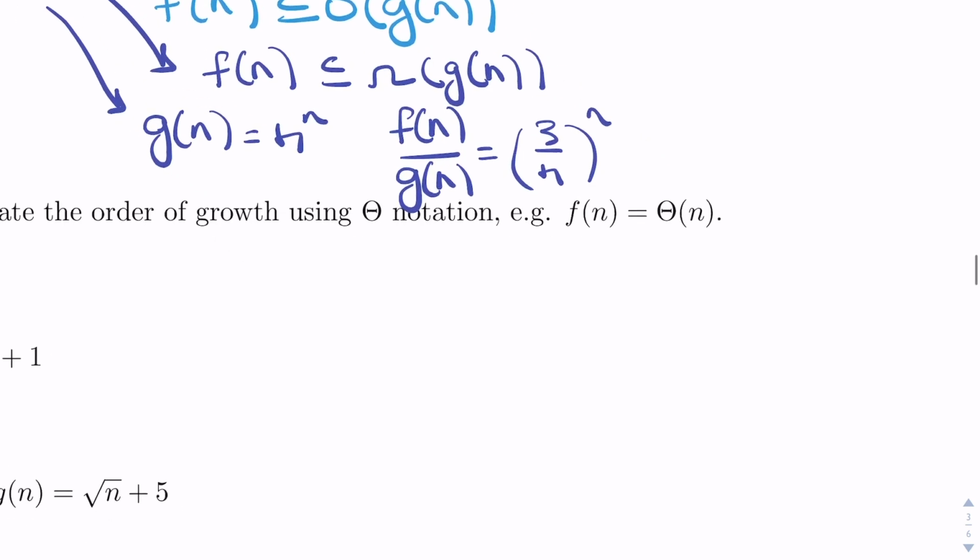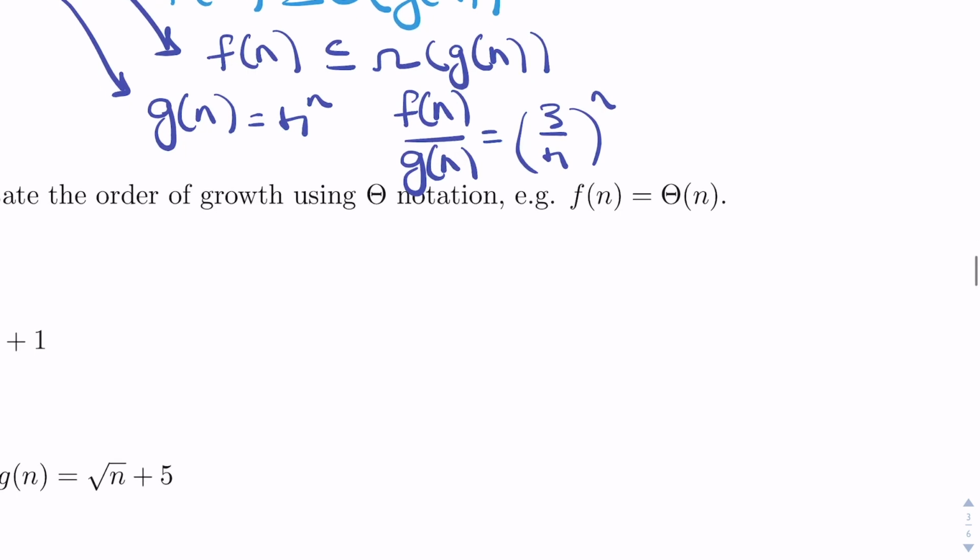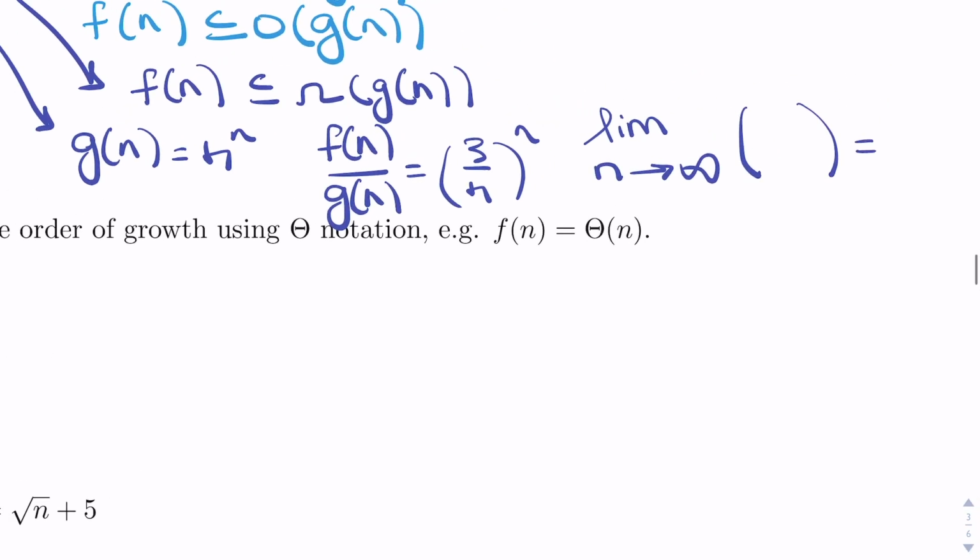So any sort of number that's smaller than 1, if you raise it to an infinite power, this goes to 0. So the limit of this entire expression as n approaches infinity is going to go to 0, which means that f of n is big O g of n.